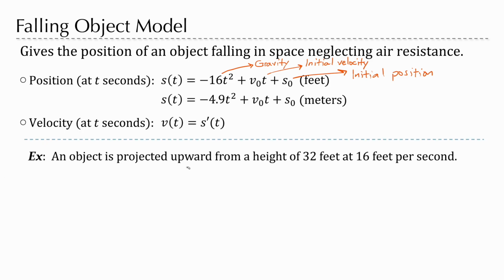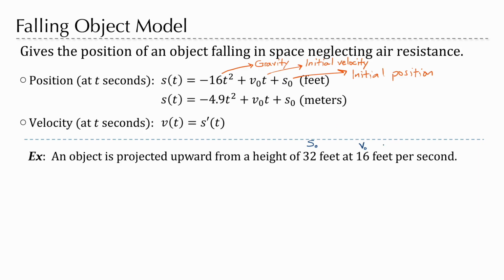All right, so let's try an example. We'll look at an object that's being projected upward from a height of 32 feet at 16 feet per second. So the first thing I want to notice is that we're not starting on the ground, okay? We have this 32 feet. So this right here is going to be my initial height. And because it's being projected upward at 16 feet per second, that 16 is going to be my initial velocity. Okay, those are important numbers.